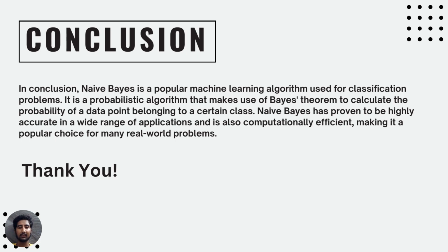So now we have come to the conclusion. Naive Bayes is a popular machine learning algorithm used for classification problems. It's a probabilistic algorithm that uses Bayes theorem to calculate the probability of data points belonging to a certain class. Naive Bayes has proven to be highly accurate in a wide range of applications and is also computationally efficient, making it a popular choice for real world problems.